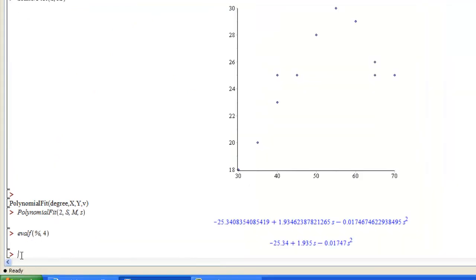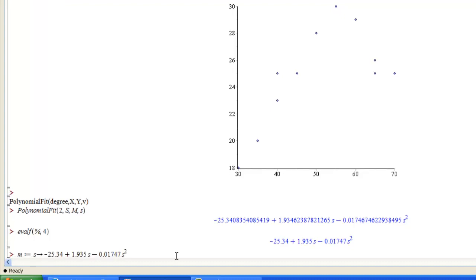If we want to actually use this to evaluate stuff and answer questions and make predictions about the relationship between speed in miles per hour and fuel efficiency in miles per gallon, we might want to have this polynomial in an easily referenceable way. So we're going to define it as a function. We'll call it m for miles per gallon. So m colon equal, and we have our polynomial in terms of s, so we're going to make the variable s. S is going to go to that polynomial with the coefficients rounded.